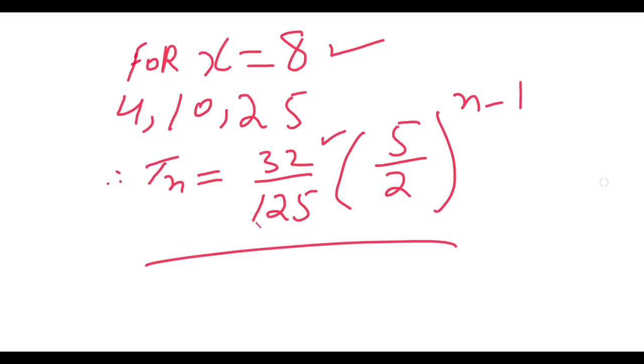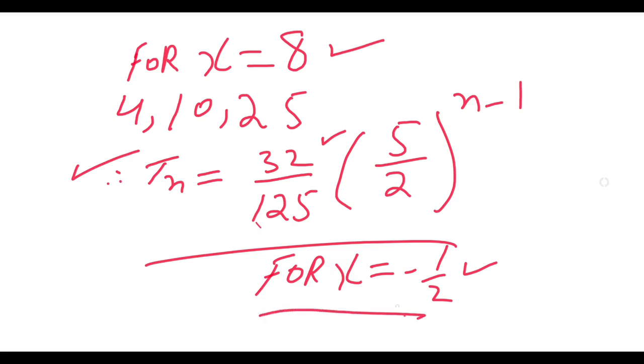Now we're going to look at the second value of x, which is x equal to negative 1 over 2. So this is the general term when x is equal to 8. Now we're going to look for the general term when x is equal to negative 1 over 2.